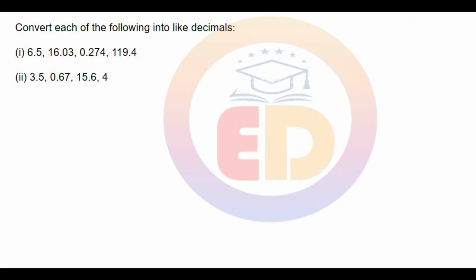Next example. Convert each of the following into like decimals. Second example, the first number is 3.5. Second is 0.67. Third is 15.6. Fourth is only 4. Now here, when you are converting unlike decimals to like decimals, here we have a whole number 4 also. If you want to convert this into decimal numbers, first of all friends, remember you should write all these numbers so that the decimal point comes in the center and they fall just below each other.